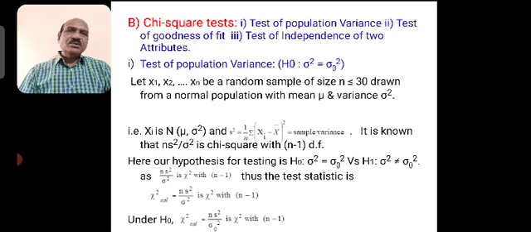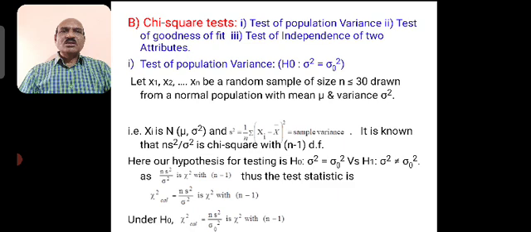Now our hypothesis for testing is H naught such that sigma square equals sigma naught square versus H1 such that sigma square is not equal to sigma naught square. It may be greater or smaller also, we can write. Now as we know, n s square by sigma square is chi-square with n minus 1 degrees of freedom. Thus our test statistic becomes chi-square calculated equal to n s square by sigma square, which has the chi-square distribution with n minus 1 degrees of freedom.